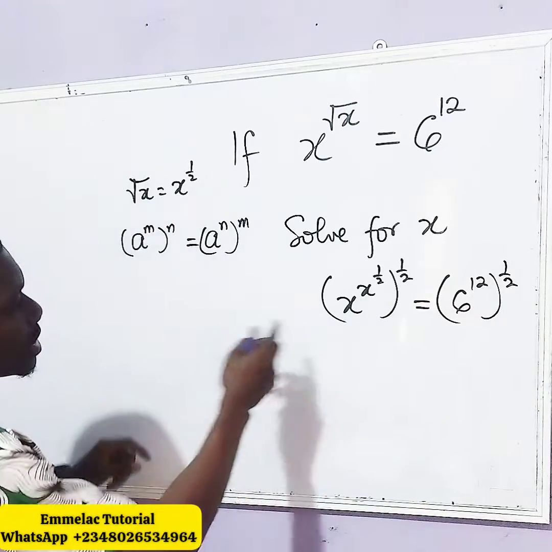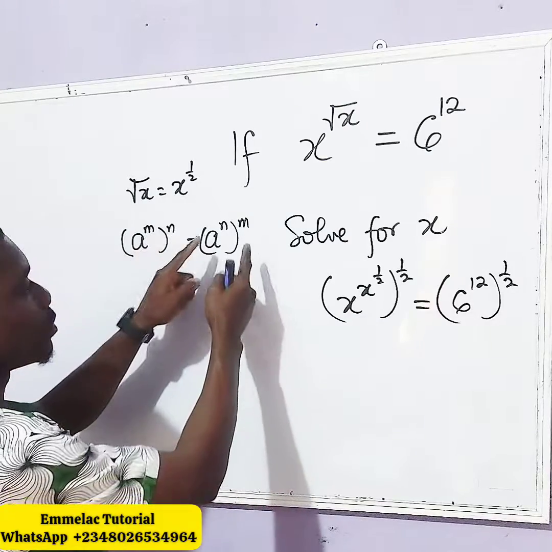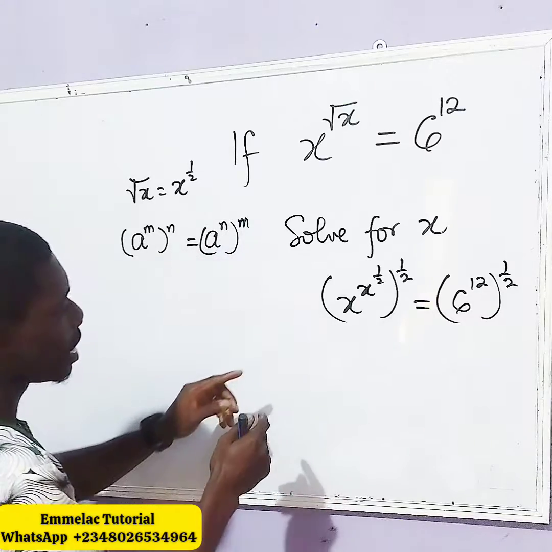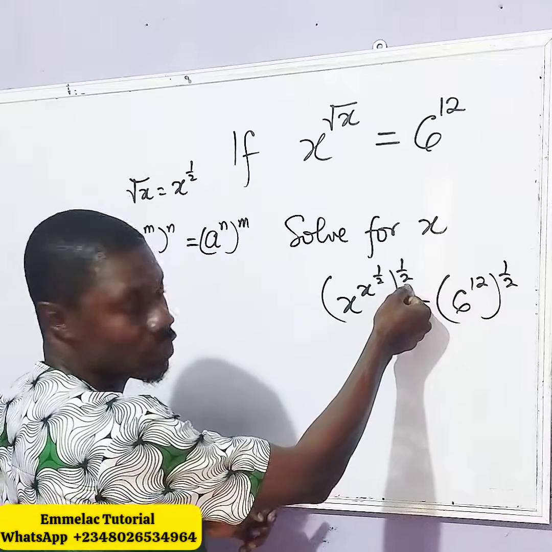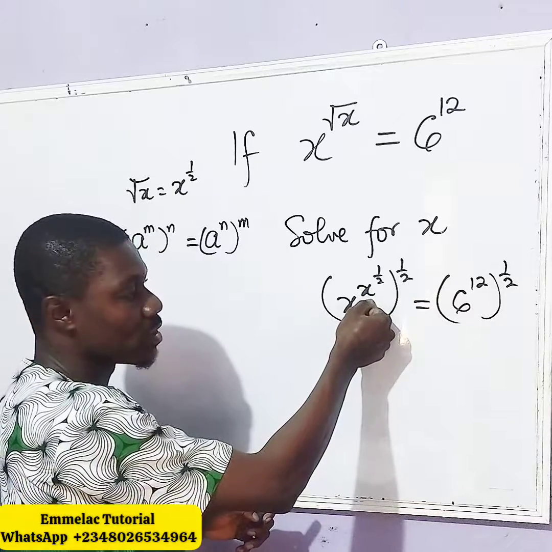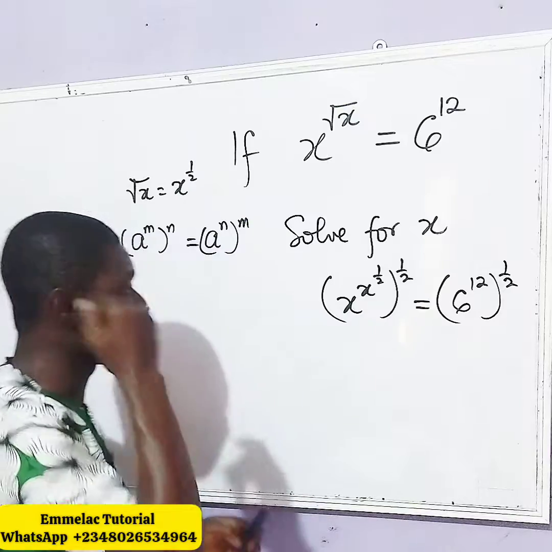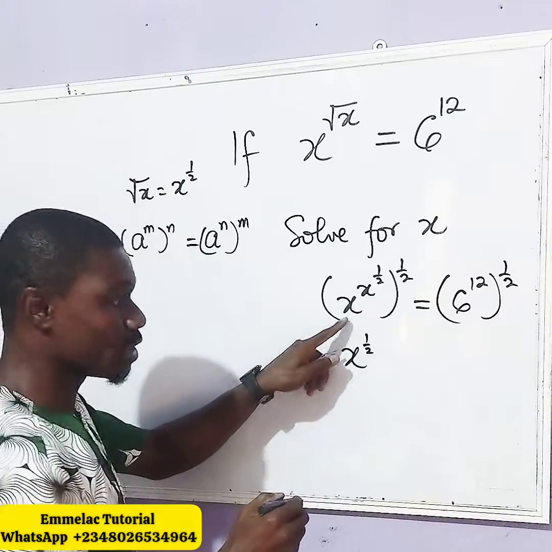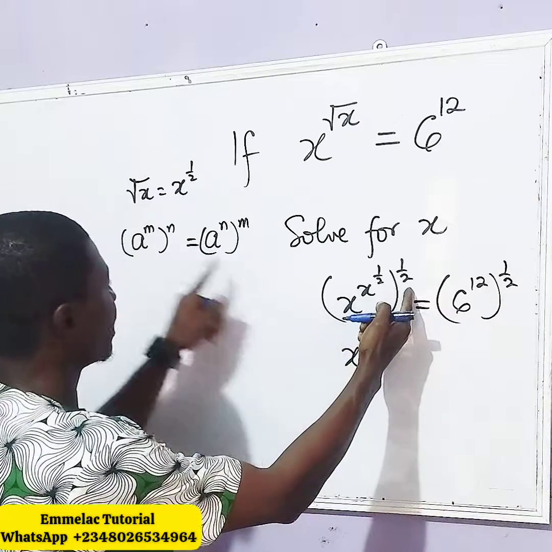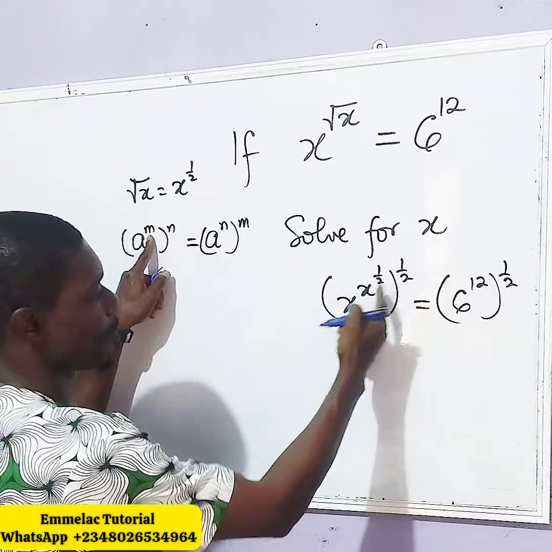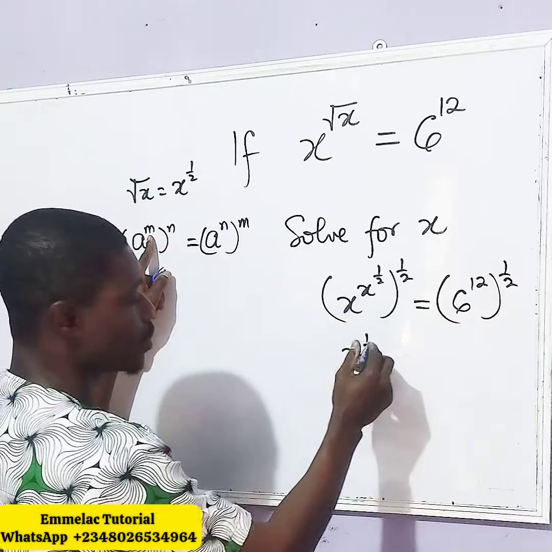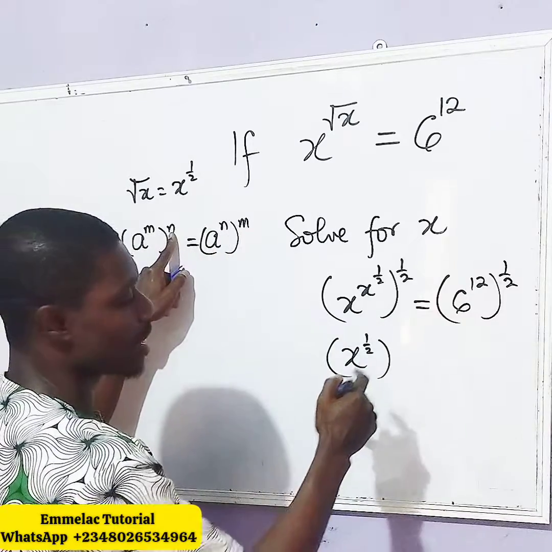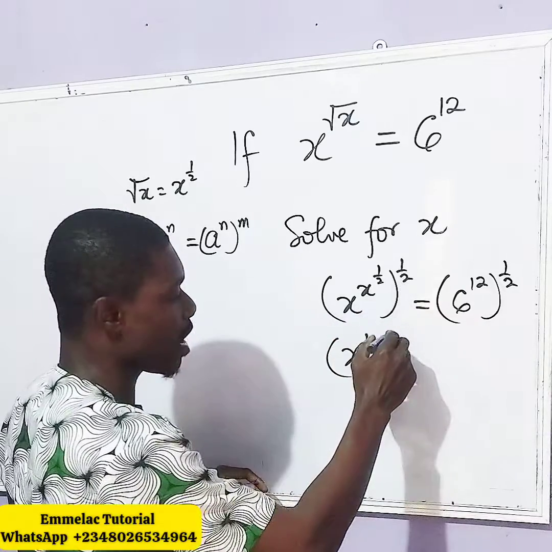Since m and n are commutative, you can swap or replace each of them based on their position. It means I can bring 1 over 2 in here and x raised to the power of half out here. So x will now be raised to 1 over 2, which is our n here, taking the place of m. So half is taking the place of x raised to 1 over 2, then m is now taking the place of n, which means x raised to 1 over 2 is now taking the place of half.